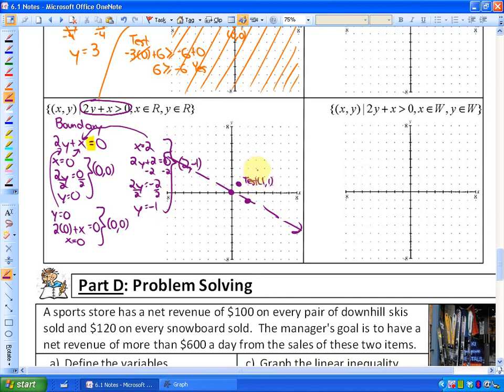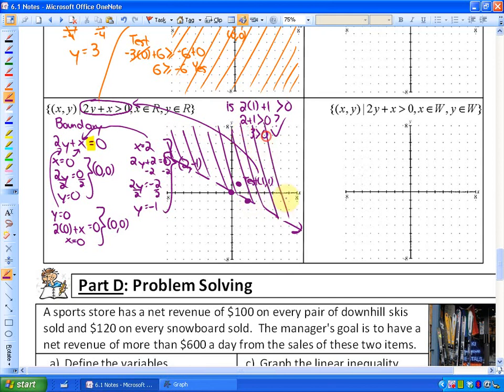So if I substitute x is 1 and y is 1 into here, is it true? So is 2 times 1 plus 1 greater than 0? Or is 2 plus 1 greater than 0? And yes, absolutely, it is. So that half of the boundary line is going to represent all the solutions to this inequality. And there's an introduction, a very hard one, but nonetheless, I think you'll get it.